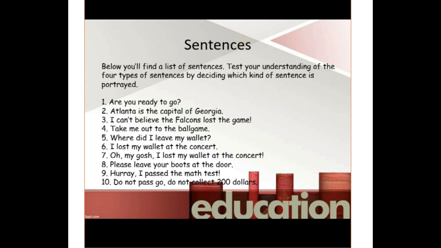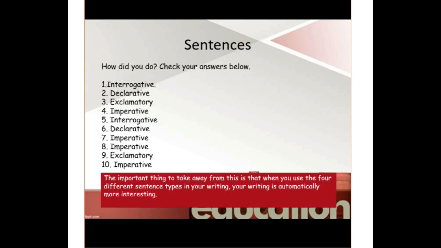Time is up. So, here is the answer key. Number 1, interrogative. Number 2, declarative. Number 3, exclamatory. Number 4, imperative. Number 5, interrogative. Number 6, declarative. 7, imperative. 8, imperative. 9, exclamatory.